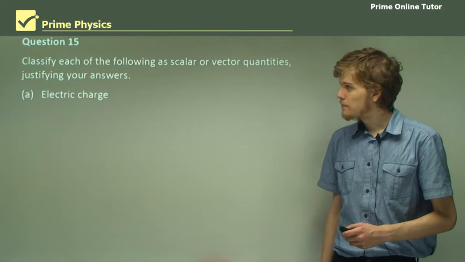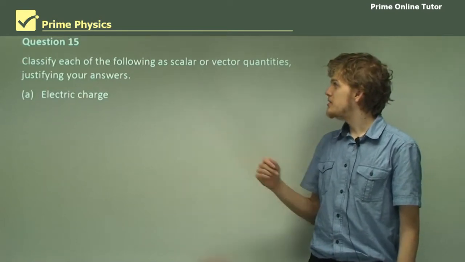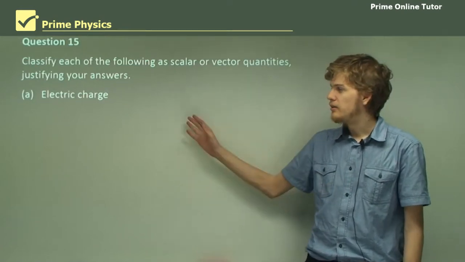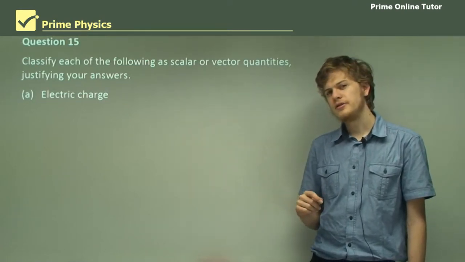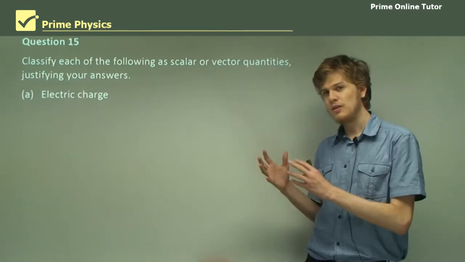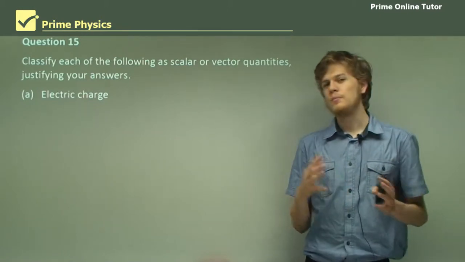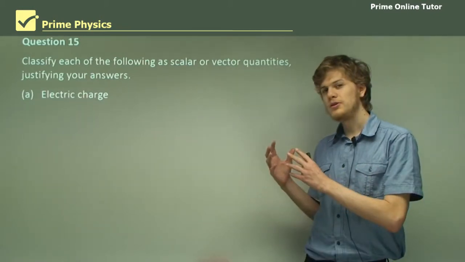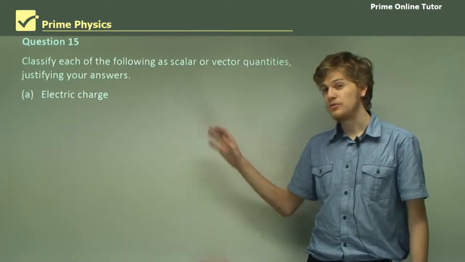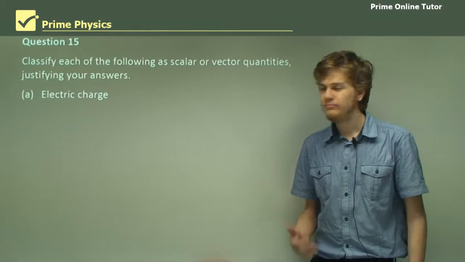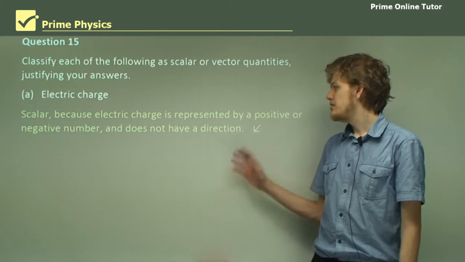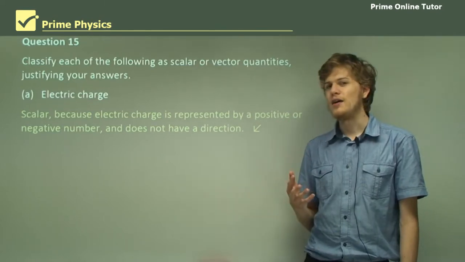Question 15. Classify each of the following as scalar or vector quantities, justifying your answer. A. Electric charge. Now, is this scalar or vector? Remember that scalar quantities can be represented by a number, but vector quantities have to be represented by a number and a direction. So in the case of electric charge, all we need is a number. So it's a scalar. It's either going to be a positive or negative number, and it does not have a direction.